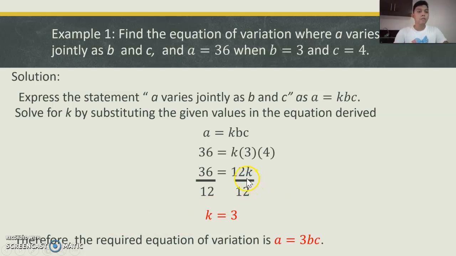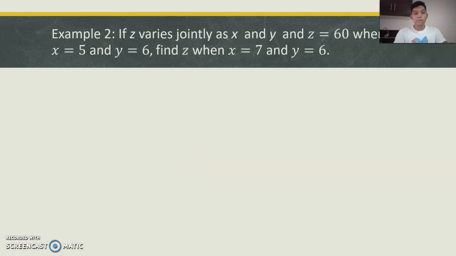Now let's proceed to solving another set of values. Let's proceed to example number 2. If z varies jointly as x and y, and z is 60 when x is 5 and y is 6, find z when x is equal to 7 and y is 6.